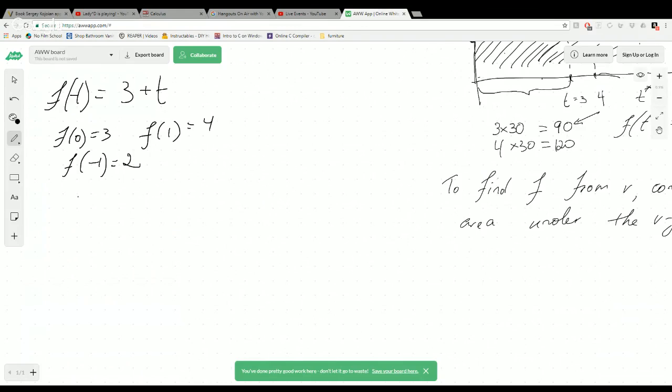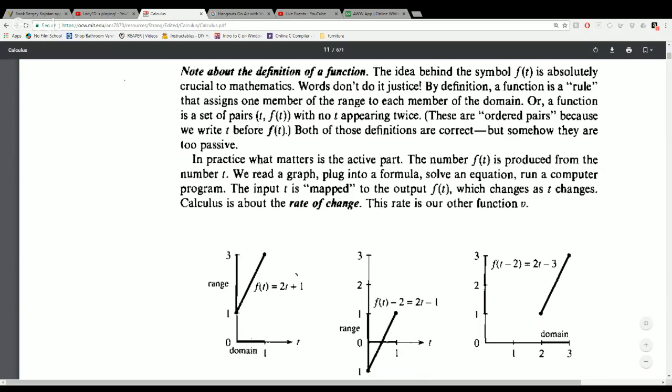And you see that we can represent this whole information as a pair of numbers. The first number in the pair will be t. This will be coming from our domain. These are the things I just plugged in, right? The 0, the 1, the negative 1. The second number in this pair will be our result, the thing in the range, the f that comes out. So this will be our range. Okay, so we can think of a function in terms of these pairs. And what Strang is saying is that a function is a rule that assigns one member of the range to each member in the domain.